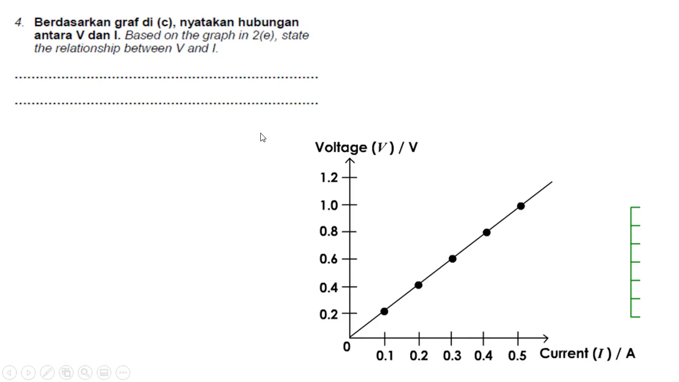So based on the graph, state the relationship between V and I. So this is directly proportional. So V is directly proportional to I.